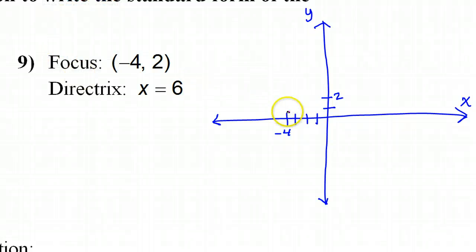Alright, I always do my focus in green for some reason. So there's my focus. Okay, now the directrix is x equals 6. You have to know that x equals a number is always a vertical line. If it was y equals, it would be horizontal, but it's got to be a vertical line at 6. So, alright, 1, 2, 3, 4, 5, 6.